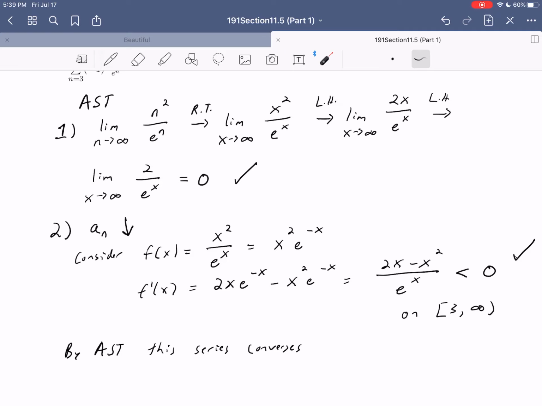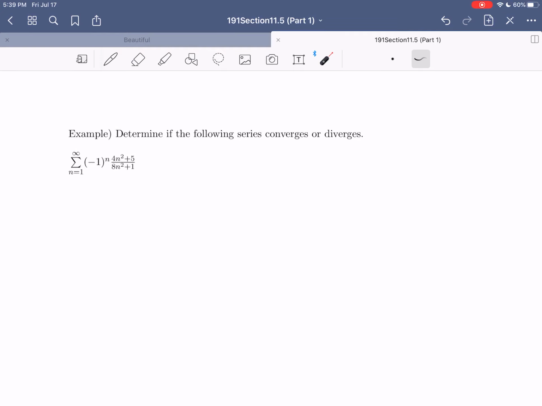Okay, let's take a look at another then. Let's try to determine if this series converges or diverges, still alternating. Now we have 4n squared plus 5 over 8n squared plus 1. So let's go ahead and look at condition 1 here. So we'll take the limit as n goes to infinity of 4n squared plus 5 over 8n squared plus 1.